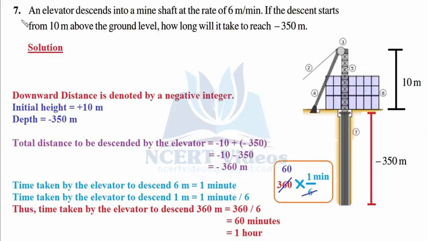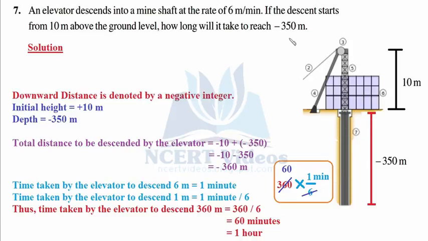7th. An elevator descends into a mine shaft at a rate of 6 meter per minute. This is meter because it is a length. If the descent starts from 10 meter above the ground level, how long will it take to reach minus 350 meter? So this can be visualized by this figure. This is a mine shaft. It can be a gold mine, an iron mine, or anything. It is a mine. So here is an elevator to keep the things moving up and down.